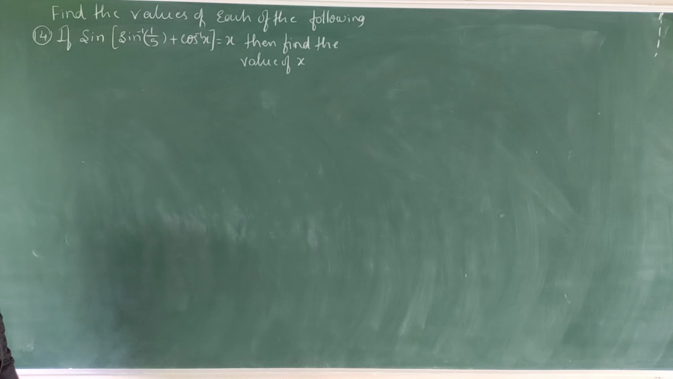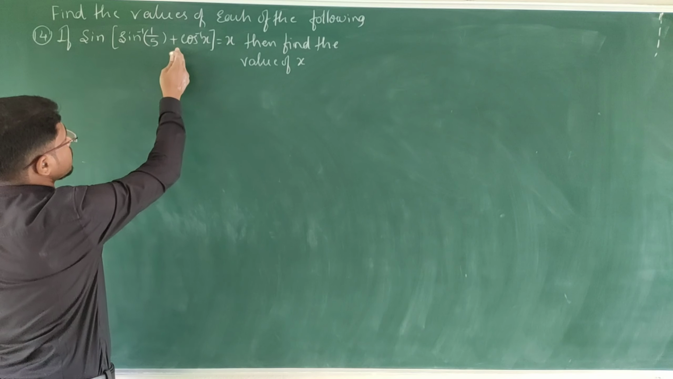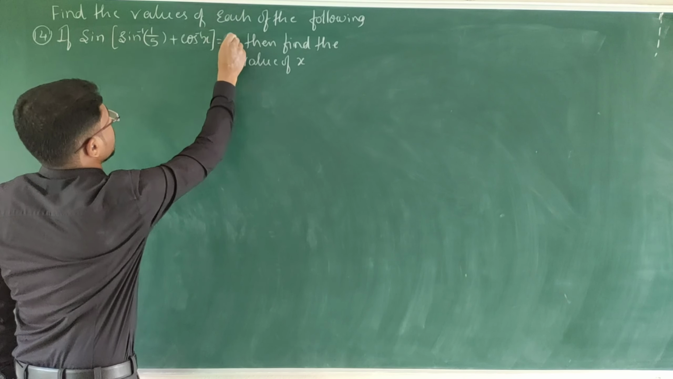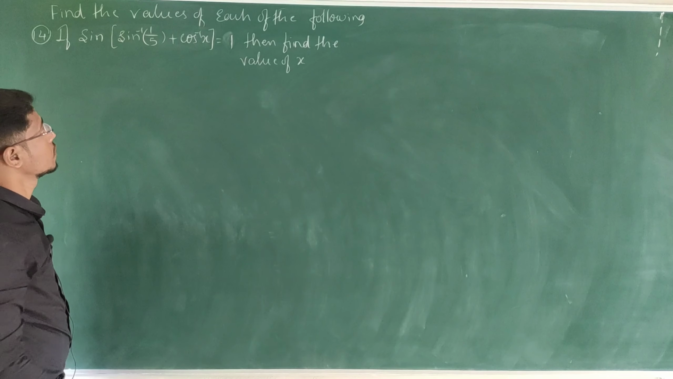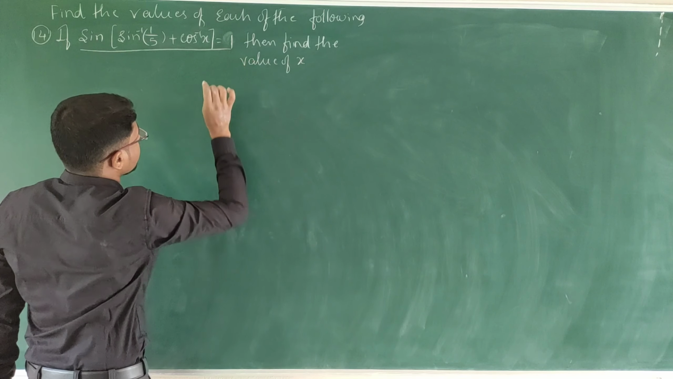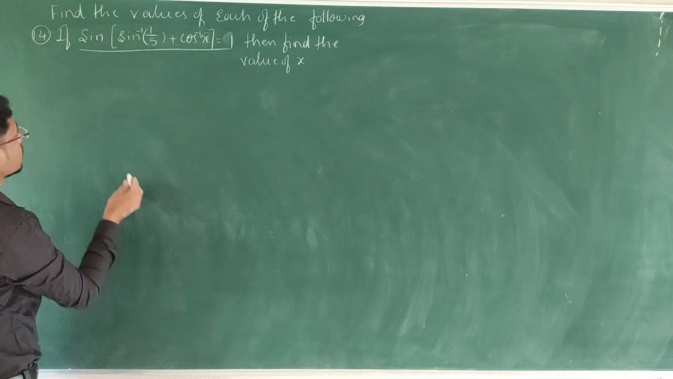See the next question, the 14th one: if sin of sin inverse of 1 by 5 plus cos inverse of x equals 1, then find the value of x. Okay, this is the problem; we have to find the value of x in this. Take down the problem.